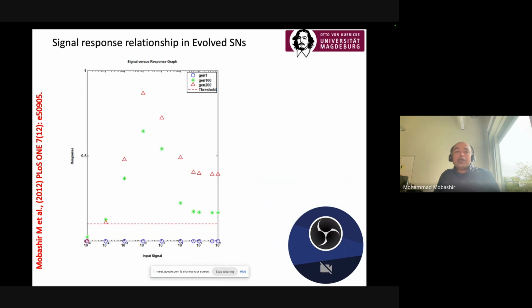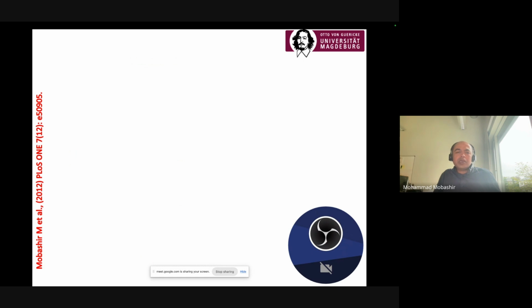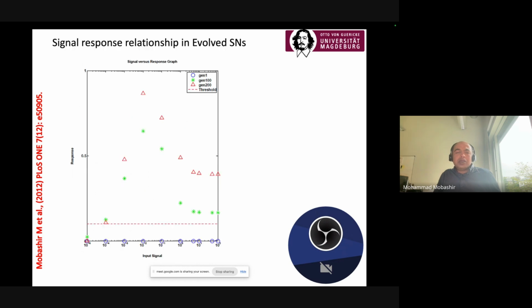Now we plotted the signal versus response graph, that is also called the dose response graph or curve. Here it is mostly behaving as a normal distribution. So it looks like a normal distribution, and we can say it is quite a normal distribution. We have taken the x-axis as the input signal and the y-axis as the response, and it behaves like a normal distribution.